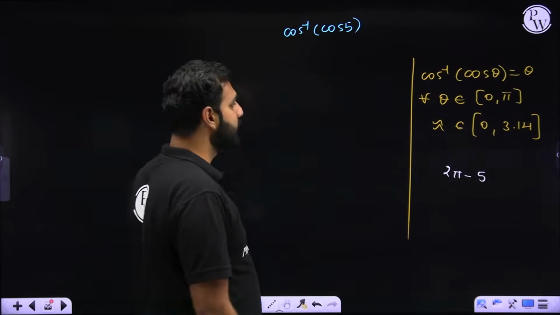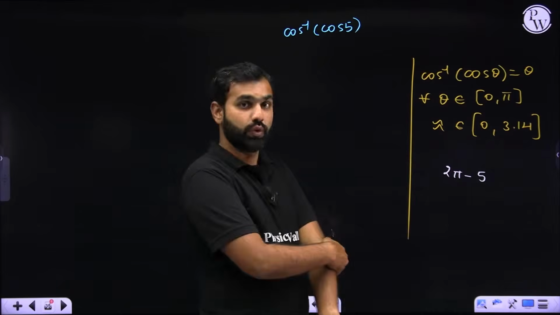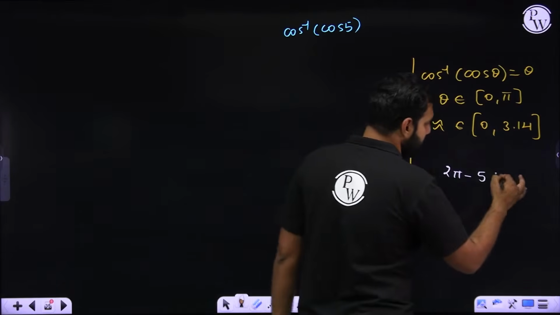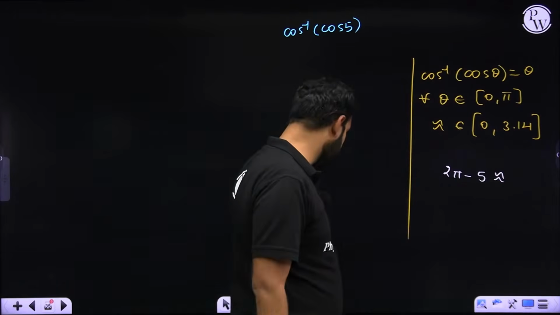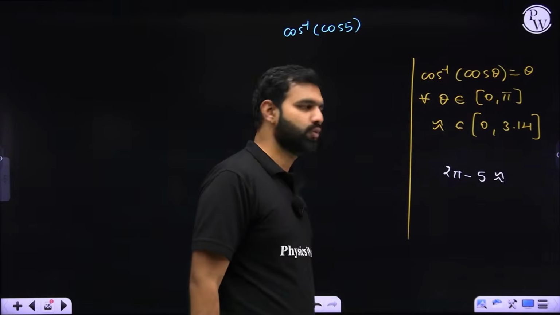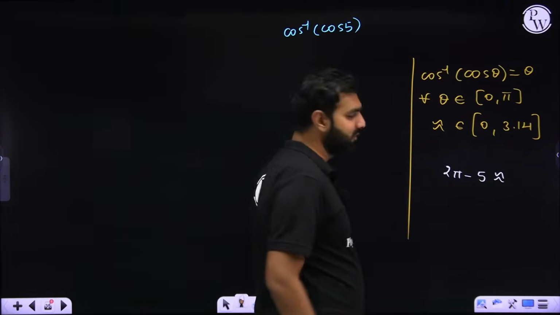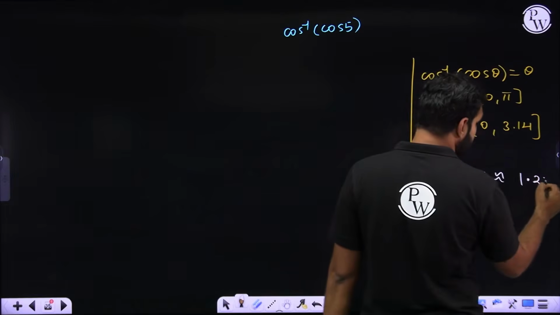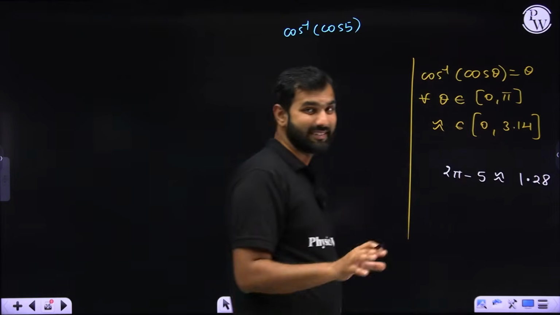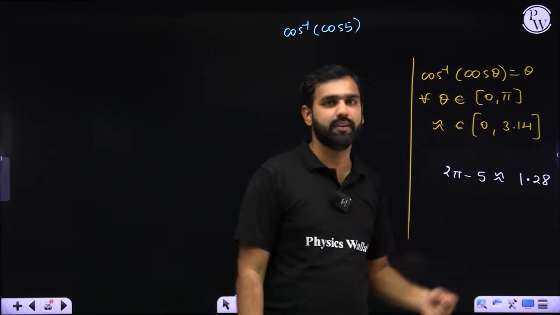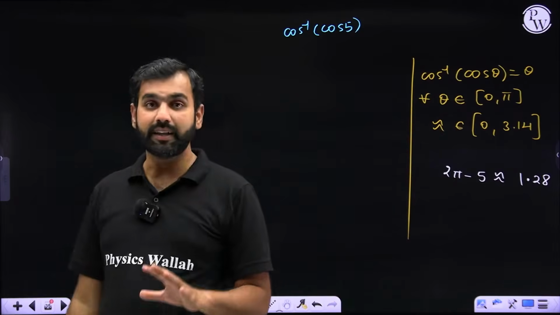So with that, I'll say 2 pi minus 5 is what I'll be using here. If I simply ask you the approximate value of 2 pi minus 5, you will say 2 pi is 6.28, and 6.28 minus 5 is approximately 1.28. And does 1.28 lie between this? Yes, it clearly does. 1.28 is between 0 to 3.14. So that does our job.